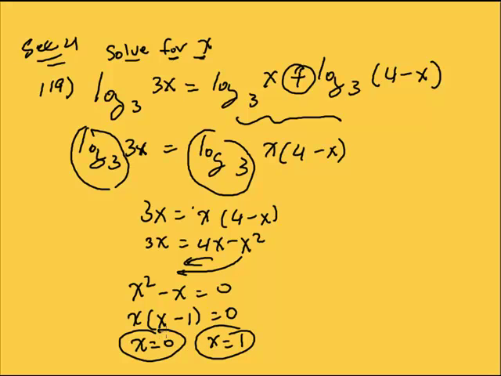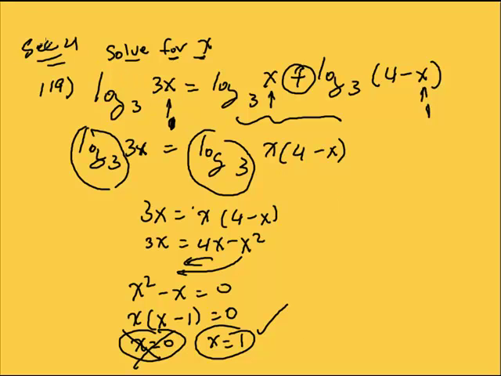Those are two solutions, but it doesn't necessarily mean that we can use both of them. We put in 0 and check to see if it works. I cannot take a logarithm of 0, so I have to toss that out. Now I put in 1. 3 times 1 is 3, and I can take a logarithm of that. Put 1 in the other place, and that works too, because I can take a logarithm of 1. So I only have one solution, and that is x is equal to 1.